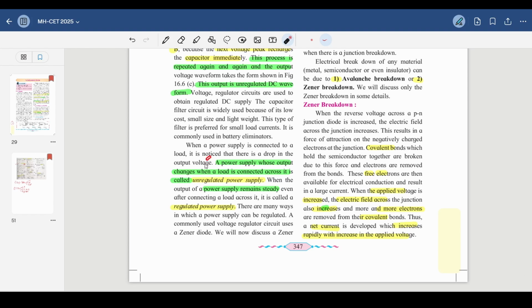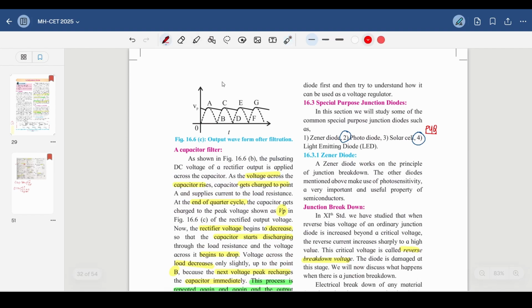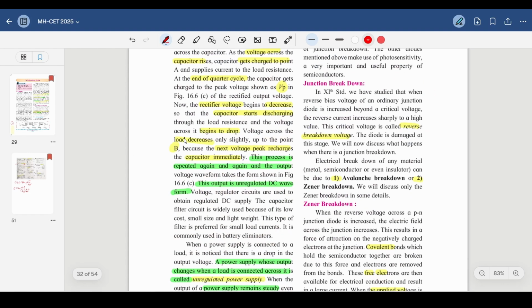Okay. Now, as you can see, whenever only a capacitor is connected across the output, this power supply is going to be called an unregulated power supply. Because as you can see in the waveform as well, the DC output over here is not constant. It's changing, charging, discharging, and so on. You need constant DC at the output.